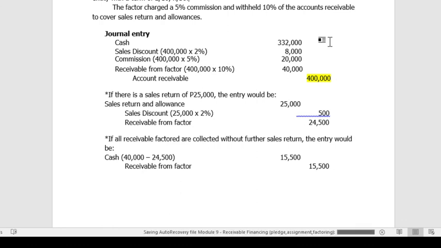So that is the essence of the factoring, assignment of receivable, and the pledging of accounts receivable. And for the next topic, we will be discussing the discounting on notes receivable. So I think that ends the discussion on receivable financing for pledge, assignment, and factoring. Thank you.